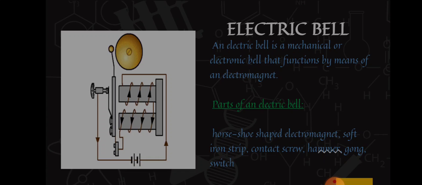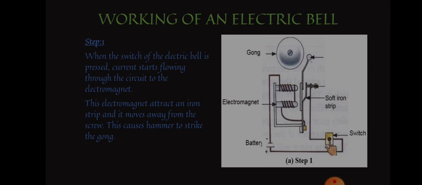Then what is the other thing that you require? That is a battery, then a switch and an electromagnet. And to connect everything we need wire. So these are the materials that we require. Now we are moving on to understand the working of an electric bell.